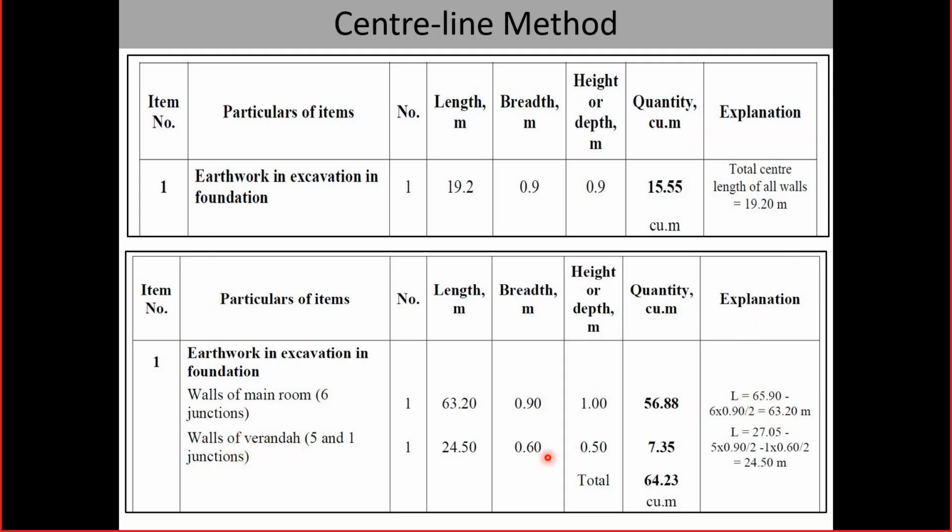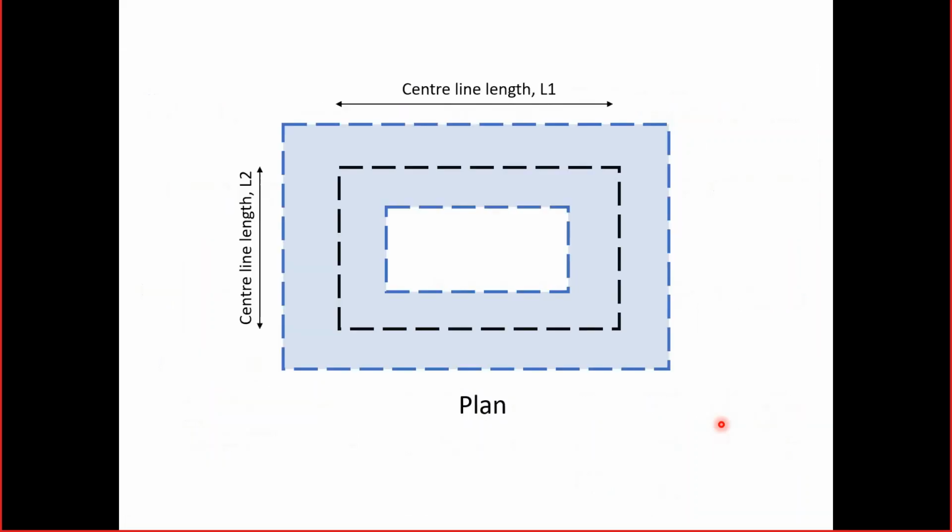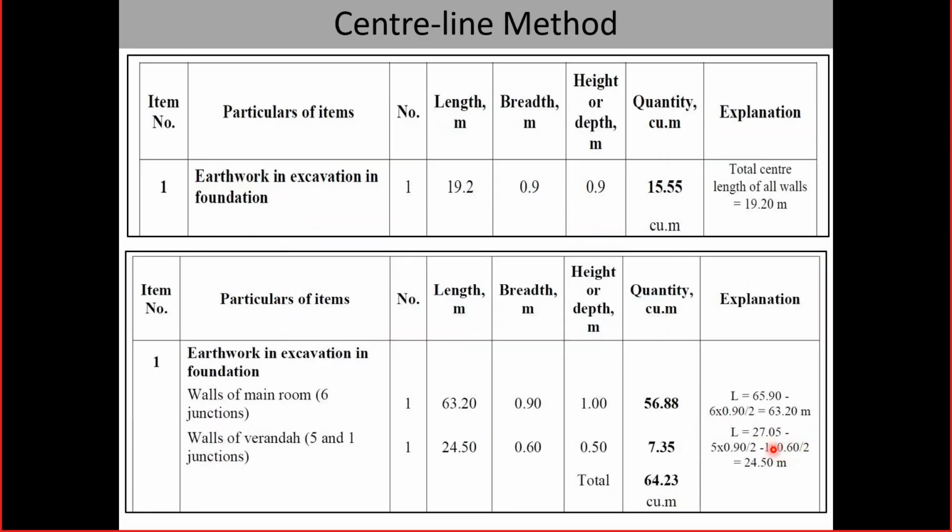Similarly, walls for veranda. So total length is 27.05 minus 5 into 0.9 by 2 minus 1 into 0.6 by 2. There are different items. I'll tell you once we start with the example problems. There are chances that partition walls itself may have 0.9 meter wide excavation and 0.6 meter wide excavation. In such cases, I need to do separate calculations as to how many T junctions I am getting where I have 0.9 meter excavation, and how many junctions I have with a width of 0.6 meter. I need to do such things, and again I need to do the calculation.